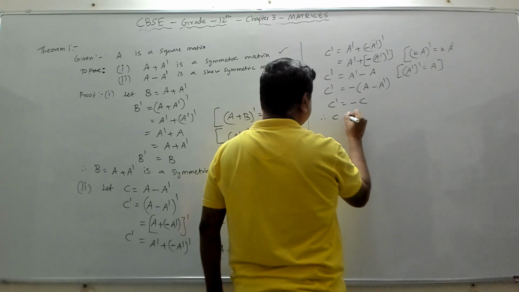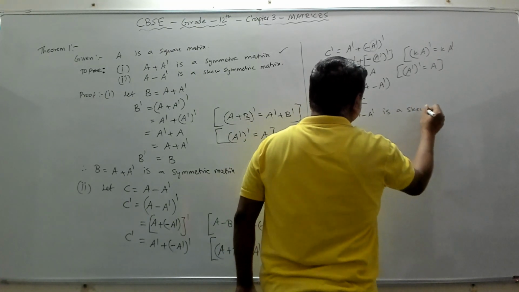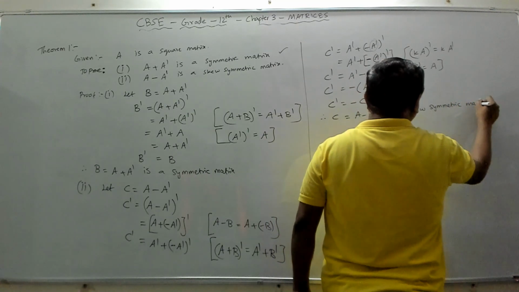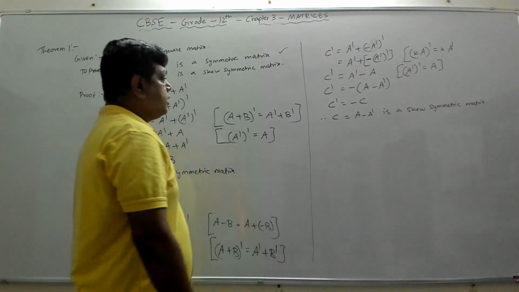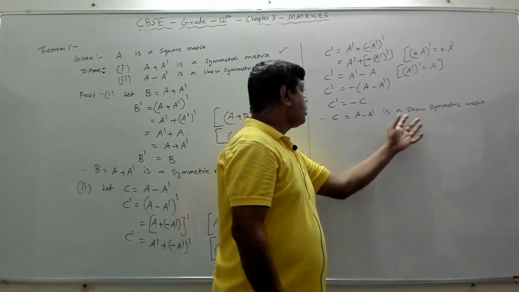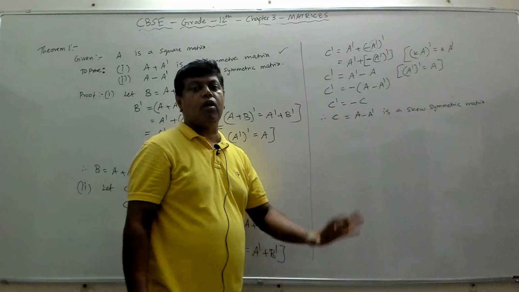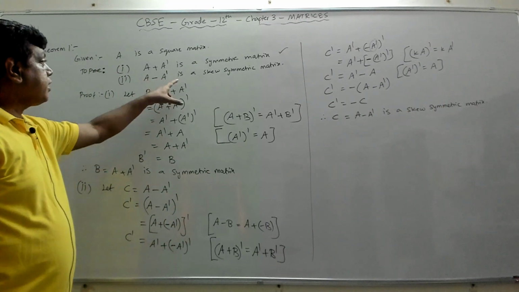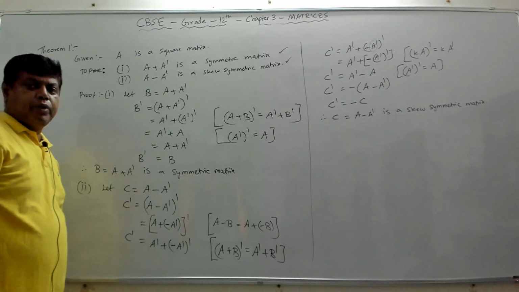Therefore C, which is A minus A transpose, is a skew symmetric matrix. Clear? Everyone? So C is equal to A minus A transpose is a skew symmetric matrix because we have proved C transpose equal to minus C. Whenever C transpose equal to minus C, then C is called a skew symmetric matrix, but C is nothing but A minus A transpose. So we have proved A minus A transpose is a skew symmetric matrix. So this is also proved. So this is your theorem 1.